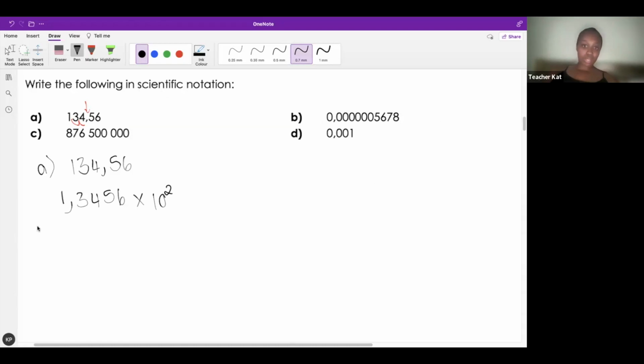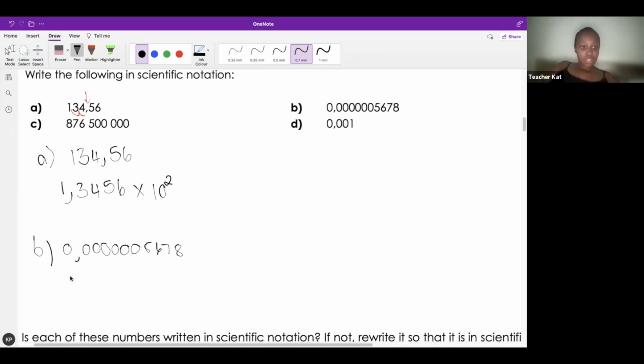Let's do the next one, okay? So we're on number B now. And we have 1, 2, 3, 4, 5, 6 zeros. So it's 5, 6, 7, 8. Where do I want my comma? Nice, after the 5. Thank you, guys. So it's going to be 5.678 times 10, because it's always times 10. Am I moving this comma in this case, left or right?